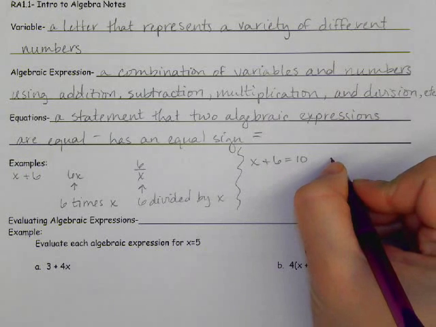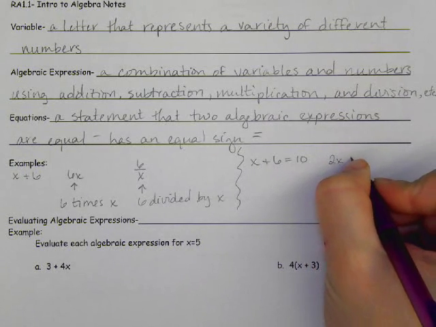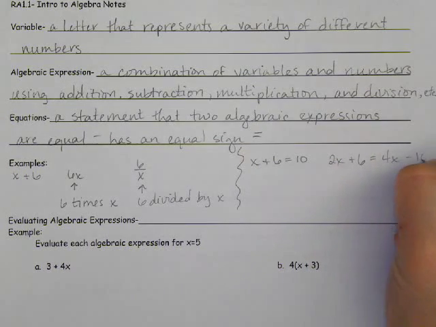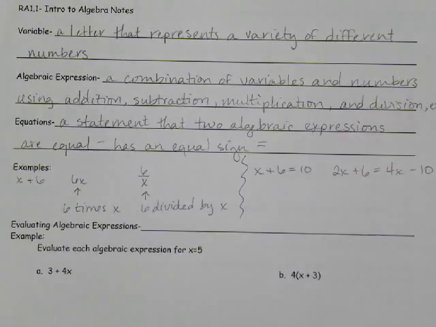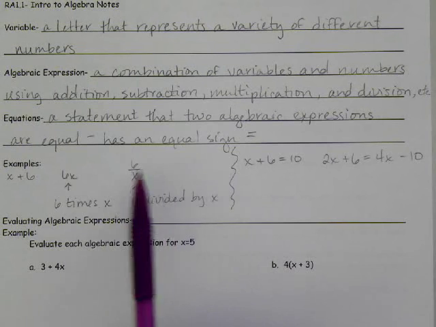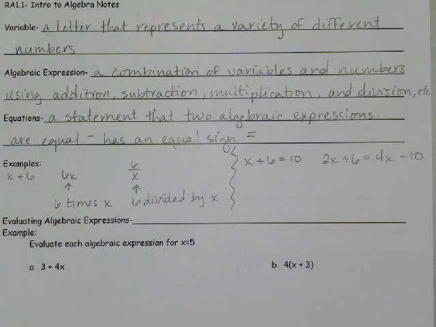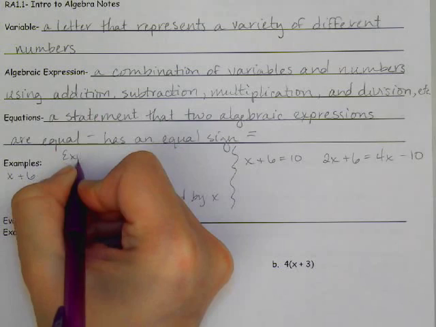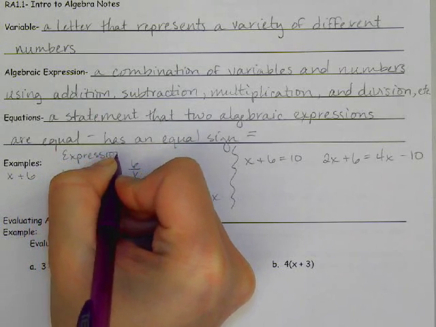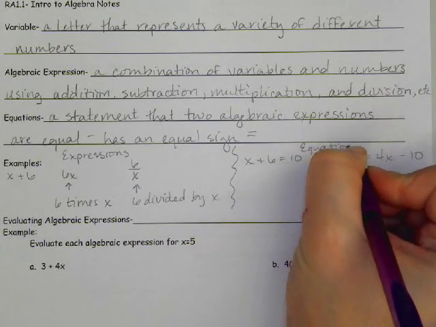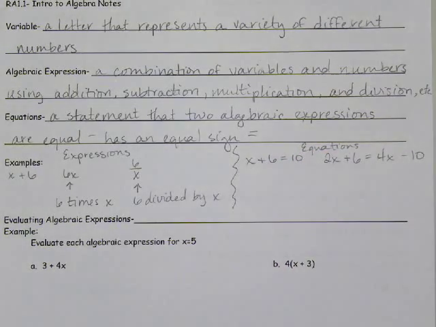Or you might have x's on both sides. So you might have 2 times x plus 6 equals 4 times x minus 10. And once again, because you have an equal sign, you can figure out what x is. Over here in the expressions, those x can be anything because there's no statement that it's equal to something. So these over here are expressions, and these are equations. Just remember, equations have an equal sign.